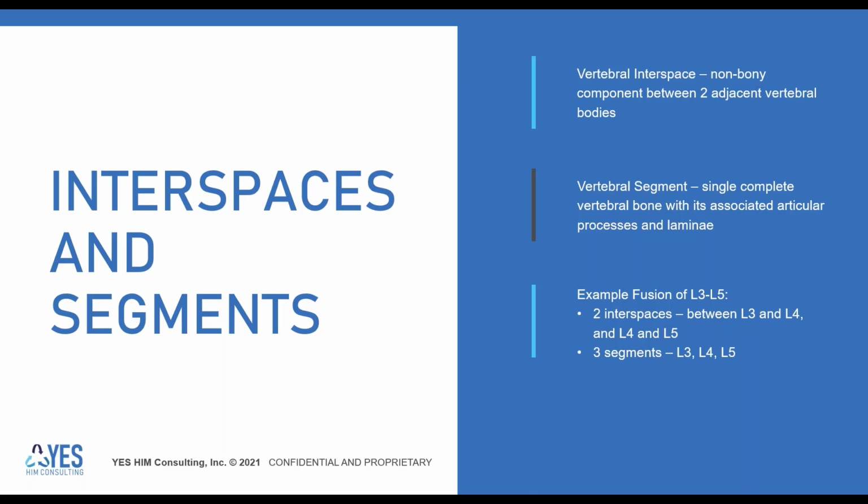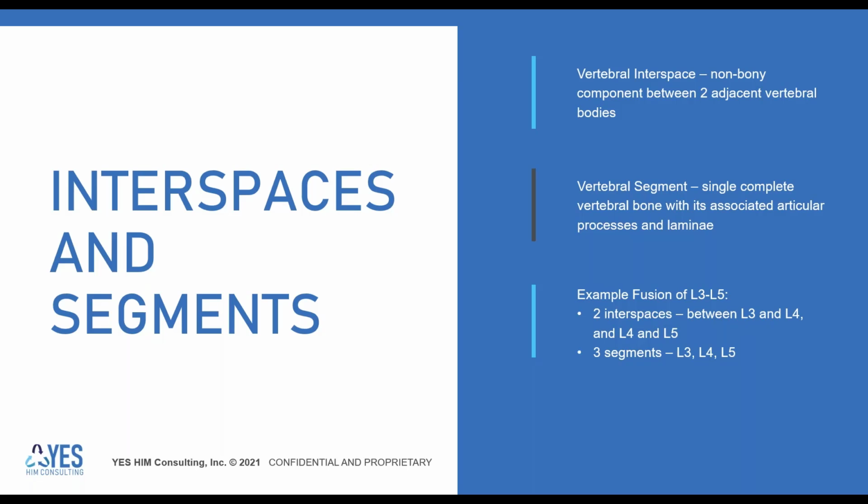So let's take an example of a fusion between L3 and L5. If my CPT description states interspace, I gave you the answer already, there's going to be two of them, because we're counting the space between L3 and L4 and between L4 and L5. Now, if my CPT description states segments, that is going to be the actual vertebral body. So we're going to count L3, L4, and L5, and we get 3.